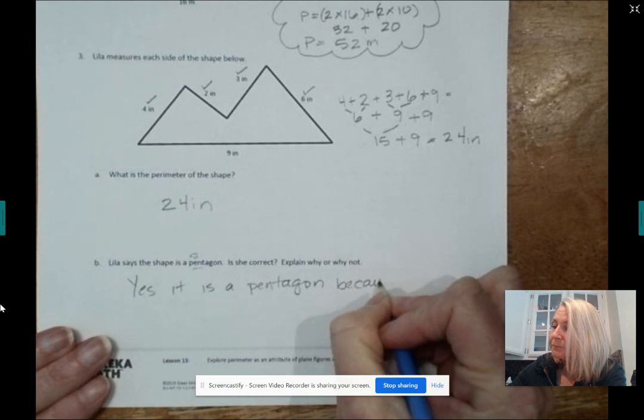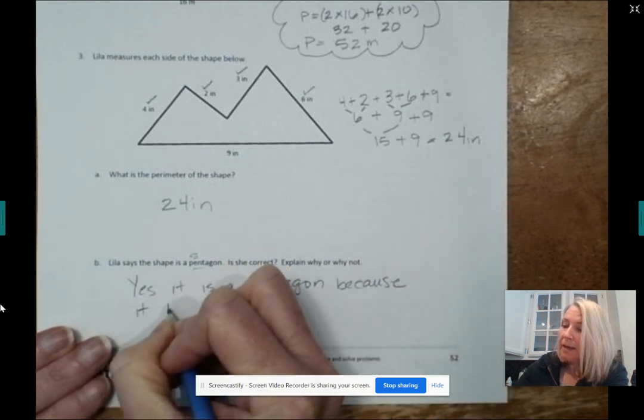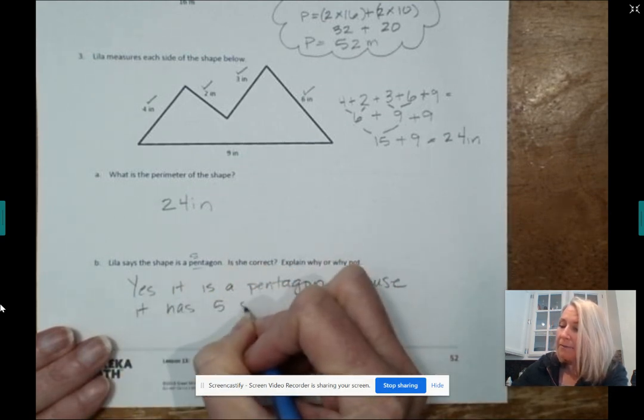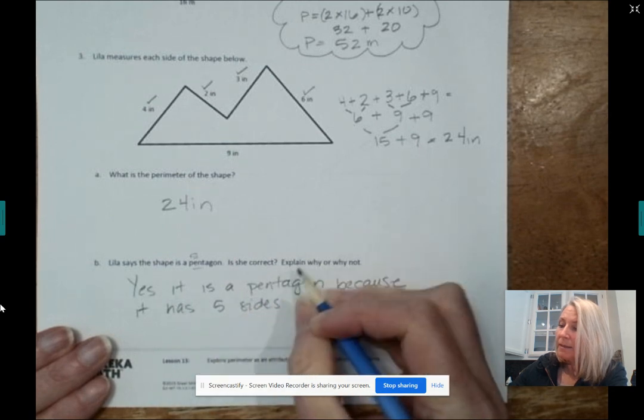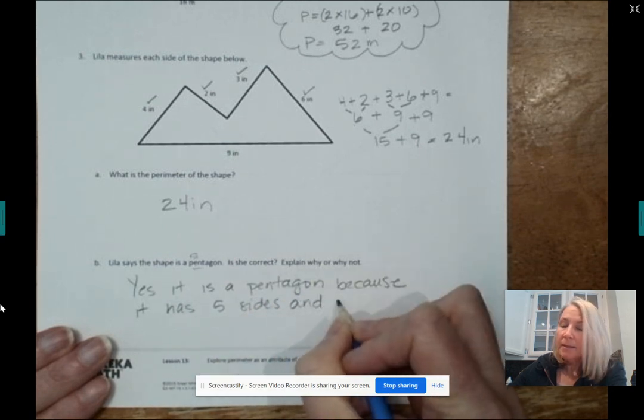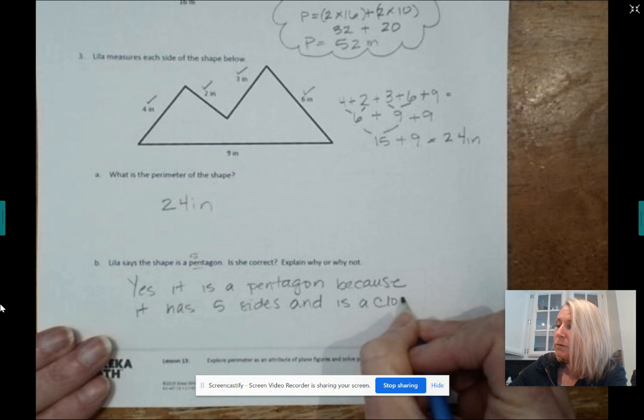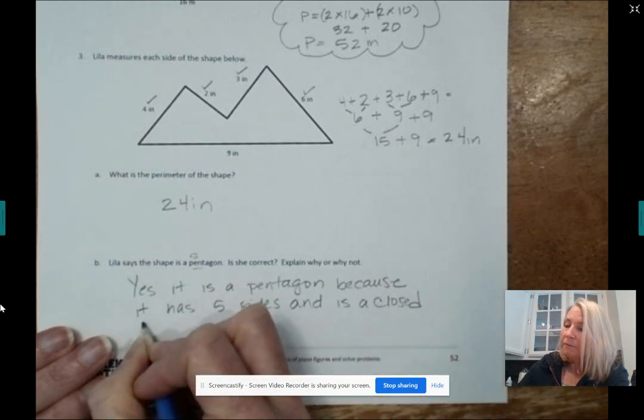because it has 5 sides and is a closed figure.